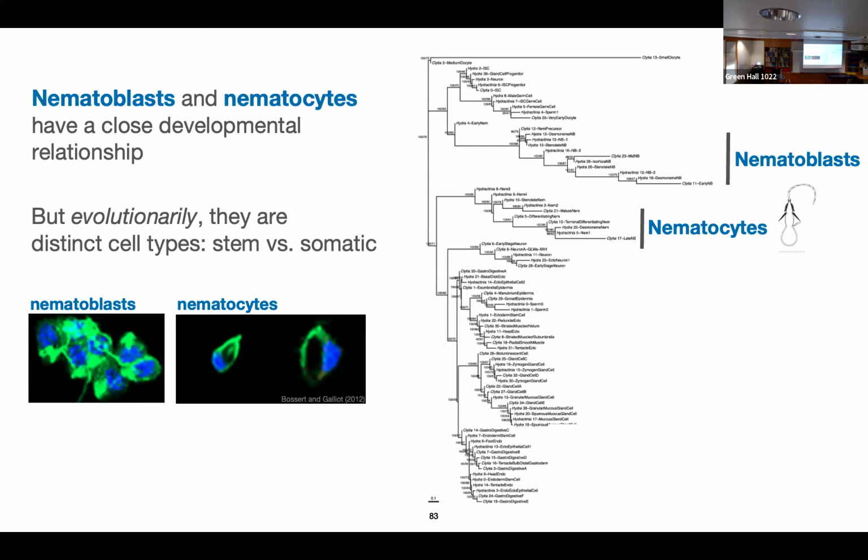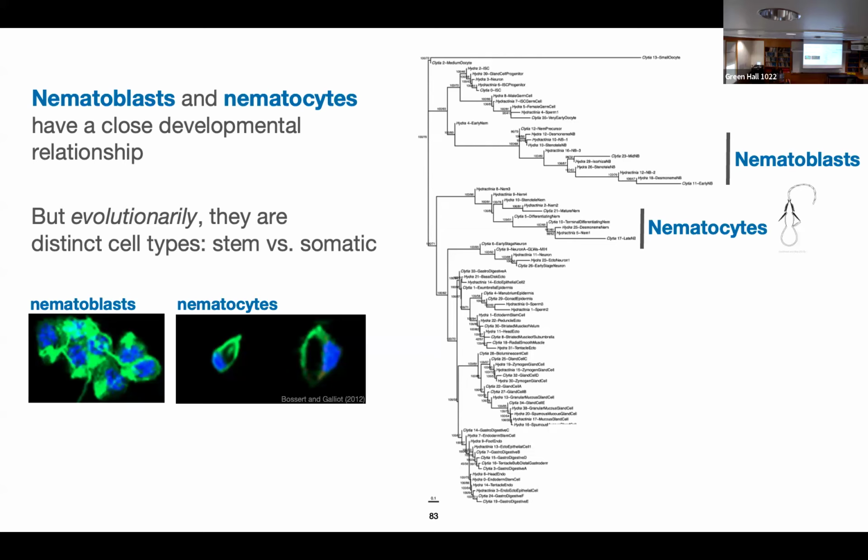One example is the nematoblast. That's the stem cell that gives rise to nematocytes, which is the stinging cell type of cnidarians. So we can trace a direct developmental trajectory from these nematoblasts all the way to mature nematocytes. But on the tree, they don't cluster together. Nematoblasts cluster with the stem cells and germ cells, and nematocytes cluster with the somatic cells. So one interpretation is that although they arise from the same developmental lineage, the nematoblasts reflect an ancestral stem cell type, whereas the nematocytes reflect an ancestral somatic cell type. And as a result, they are fundamentally distinct evolutionary cell types.